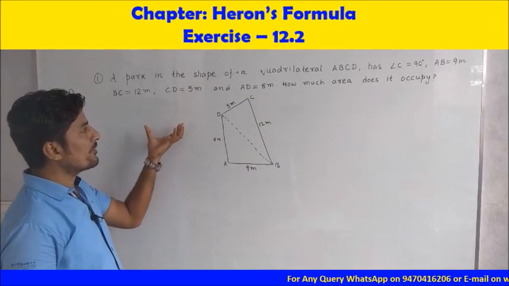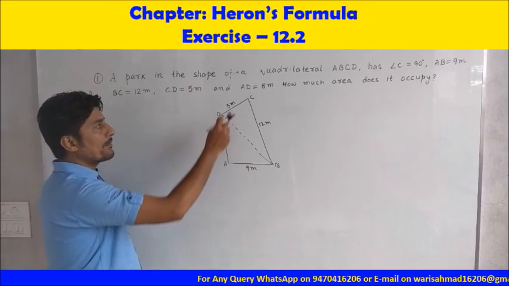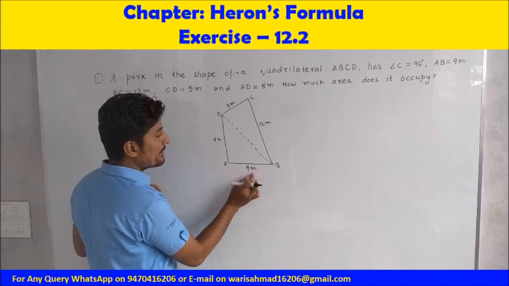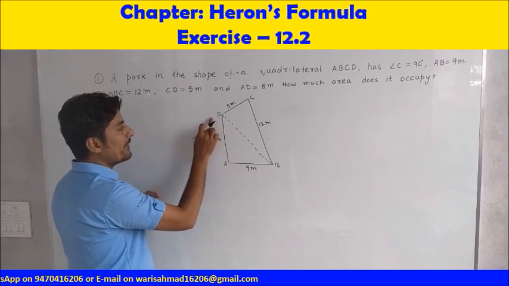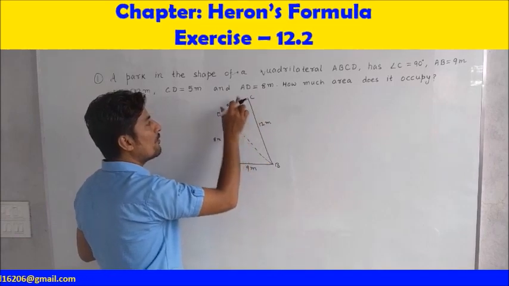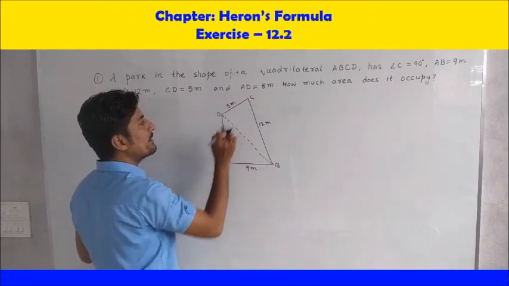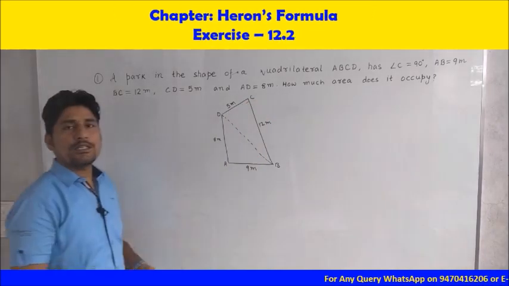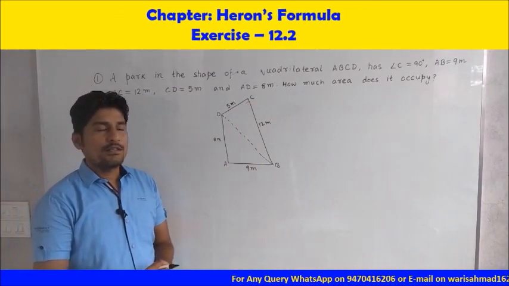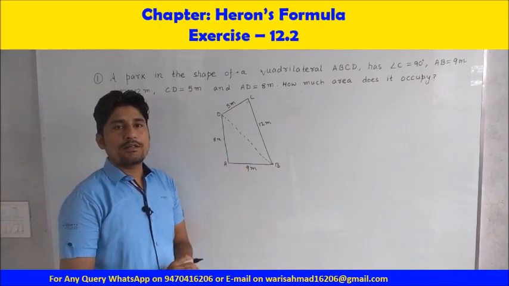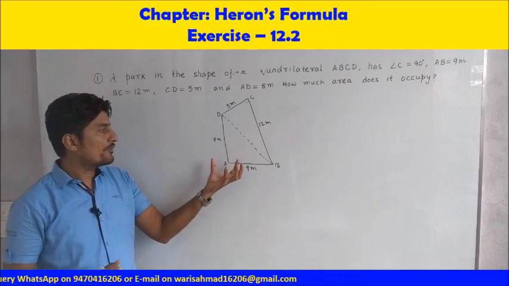So here in this question, it is given that there is a park of shape quadrilateral in which the measurement of AB is given 9 meter, measurement of AD is given 8 meter, measurement of BC is given 12 meter, while the measurement of DC is given 5 meter, and the measurement of this angle C is equal to 90 degrees. So we have to find the area of this quadrilateral. Let us see how to find the area of this quadrilateral.